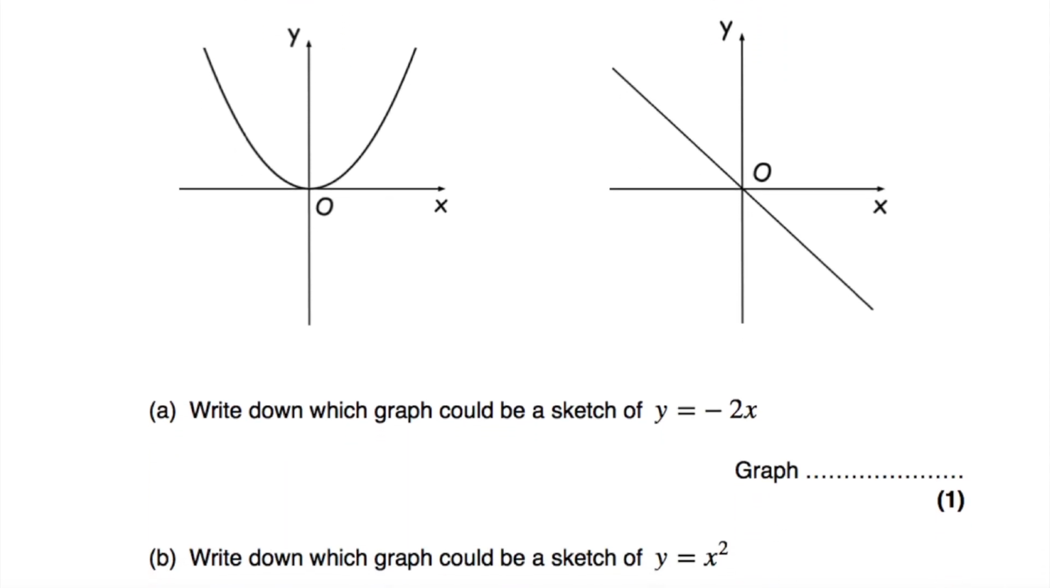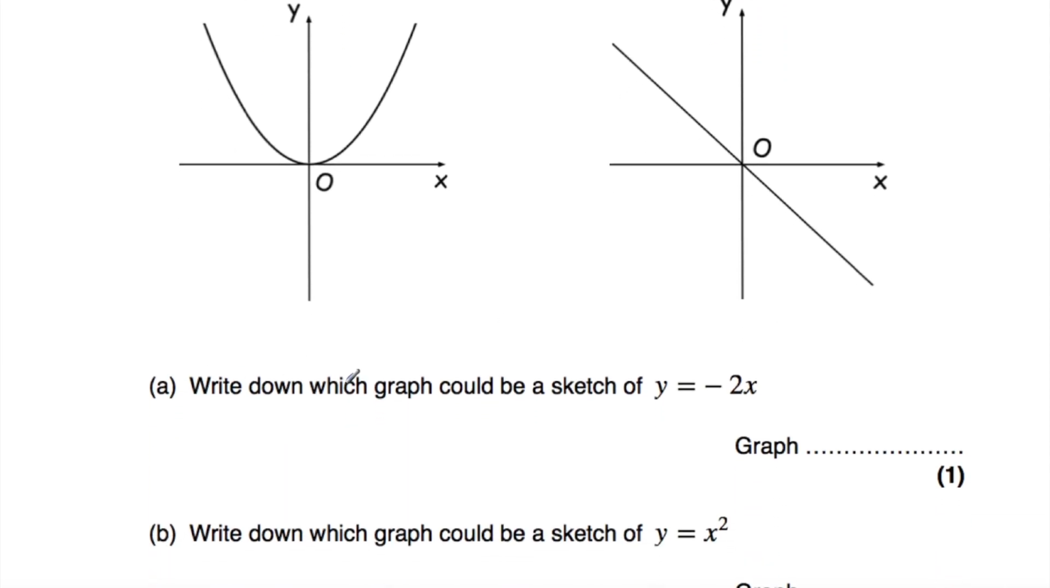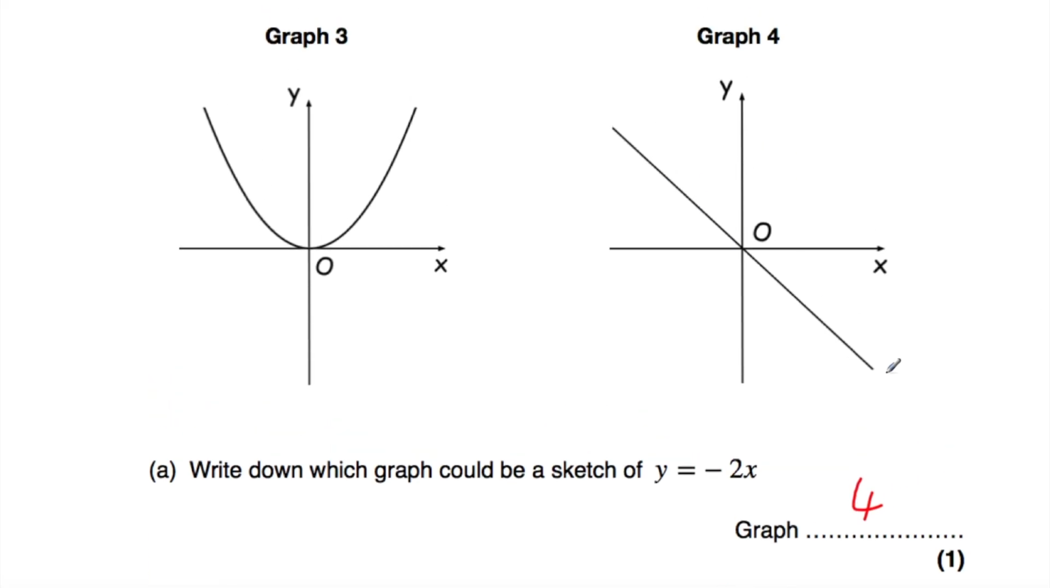Okay, and then if we go down, part A says, write down which graph could be the sketch of y equals negative 2x. Because it's just negative 2x, it's going to be a straight line graph, and negative 2 is the gradient, so it's going to be coming down that way. So that's going to be this graph here, graph 4. Because it's got a negative gradient and it's a straight line graph, it's going to look like that.